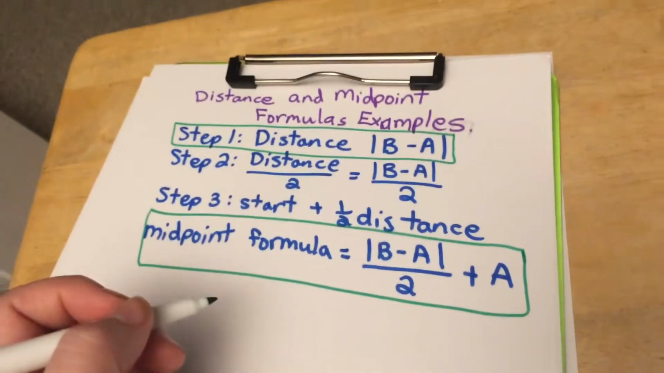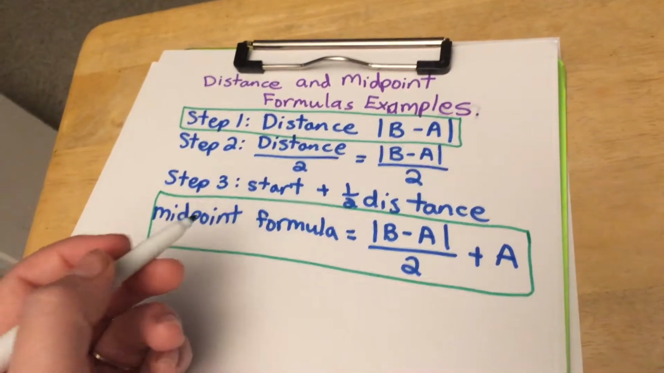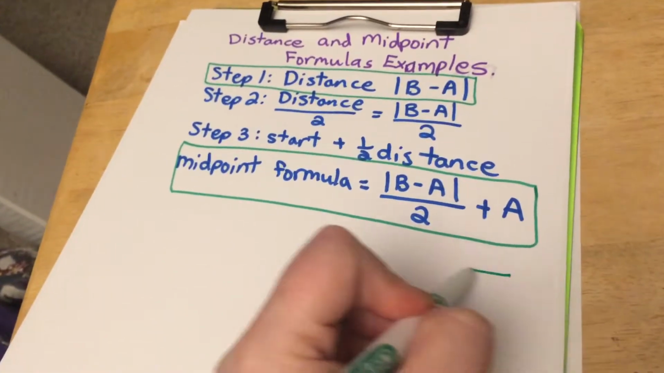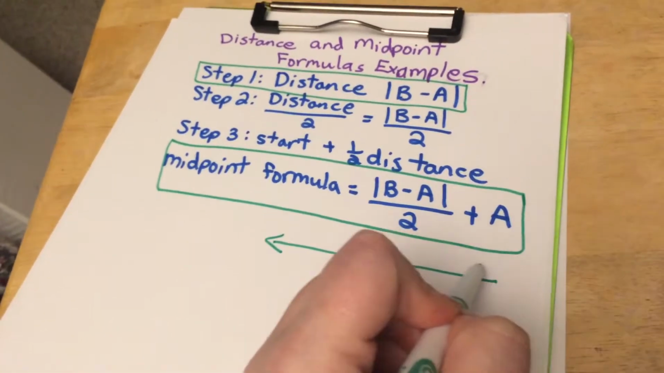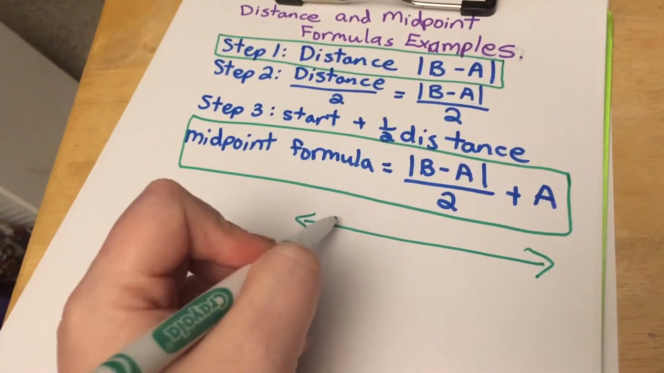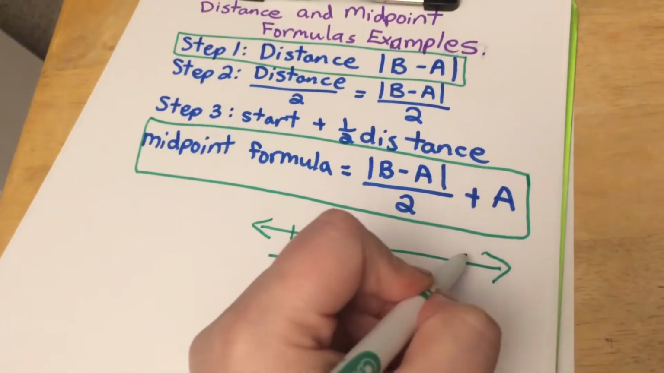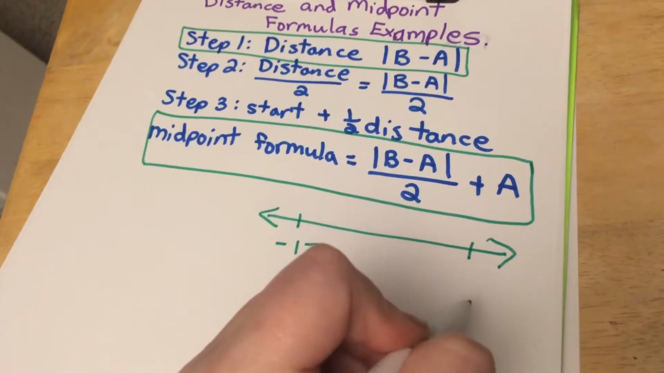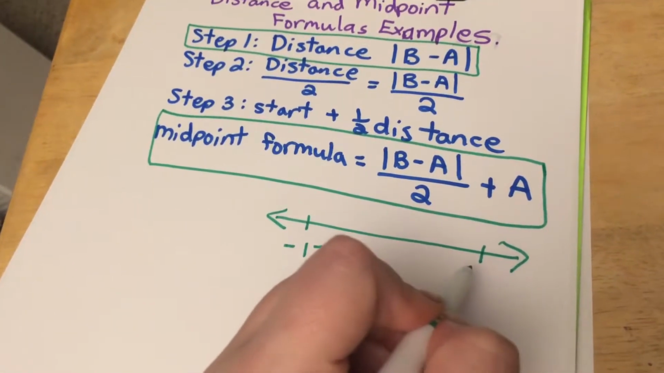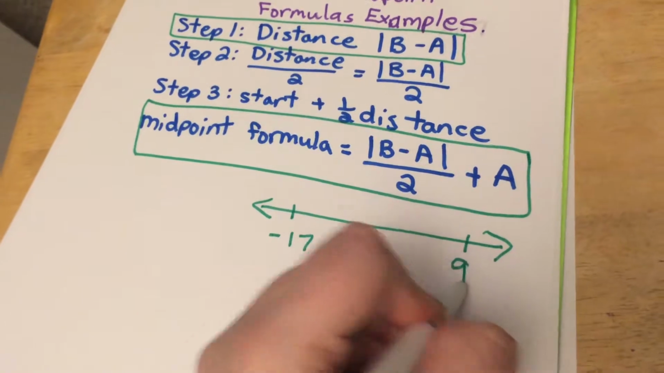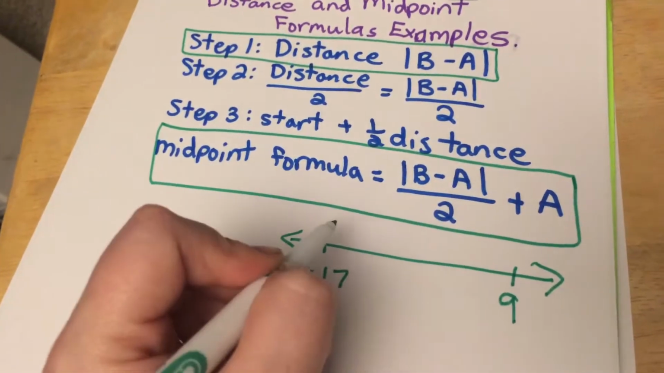Okay, so now we're talking about distance and midpoint formulas from examples. So one of the other number lines I gave you had a negative number and a positive number. So let's do negative 17 and positive 9. Okay? And then we wanted to find our midpoint.